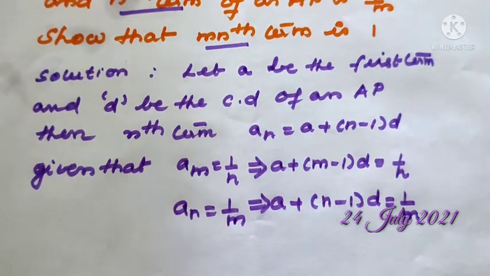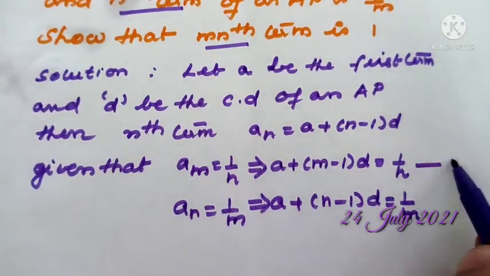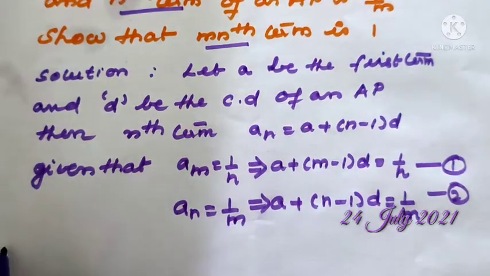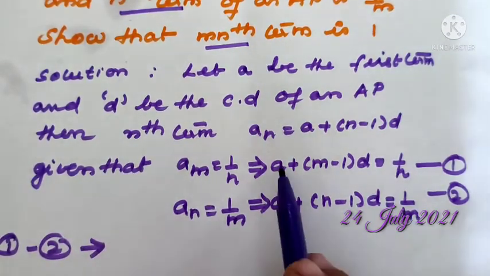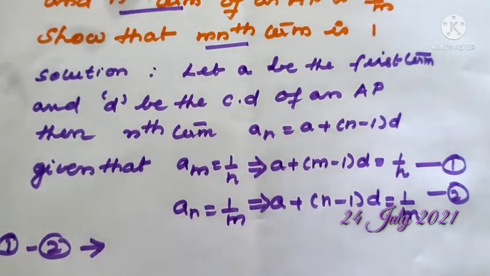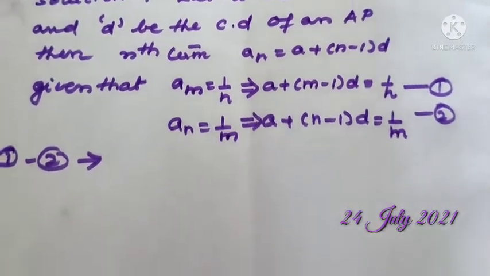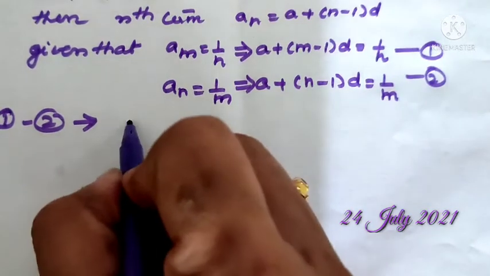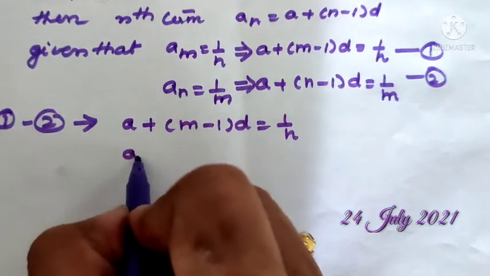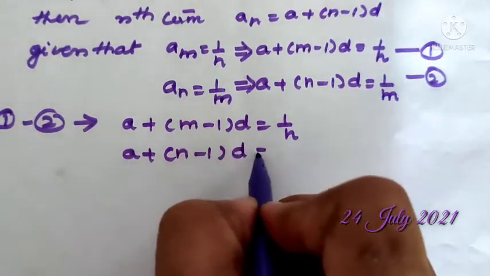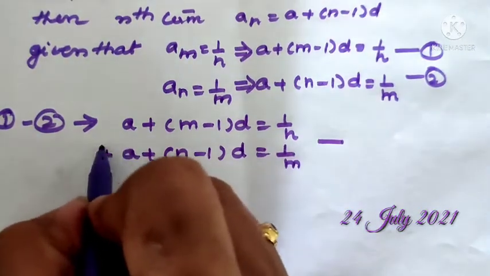Now we have to find out the mnth term only. So we require a as well as d. So what we should do here: call this equation number 1, and this equation number 2. 1 minus 2 gives... If you are having doubt, because the terms are difficult, this type of sums children feel difficult because of the variables. So I will repeat one more time. a plus m minus 1 into d equal to 1 by n. a plus n minus 1 into d equal to 1 by m, with minus sign, change of sign.